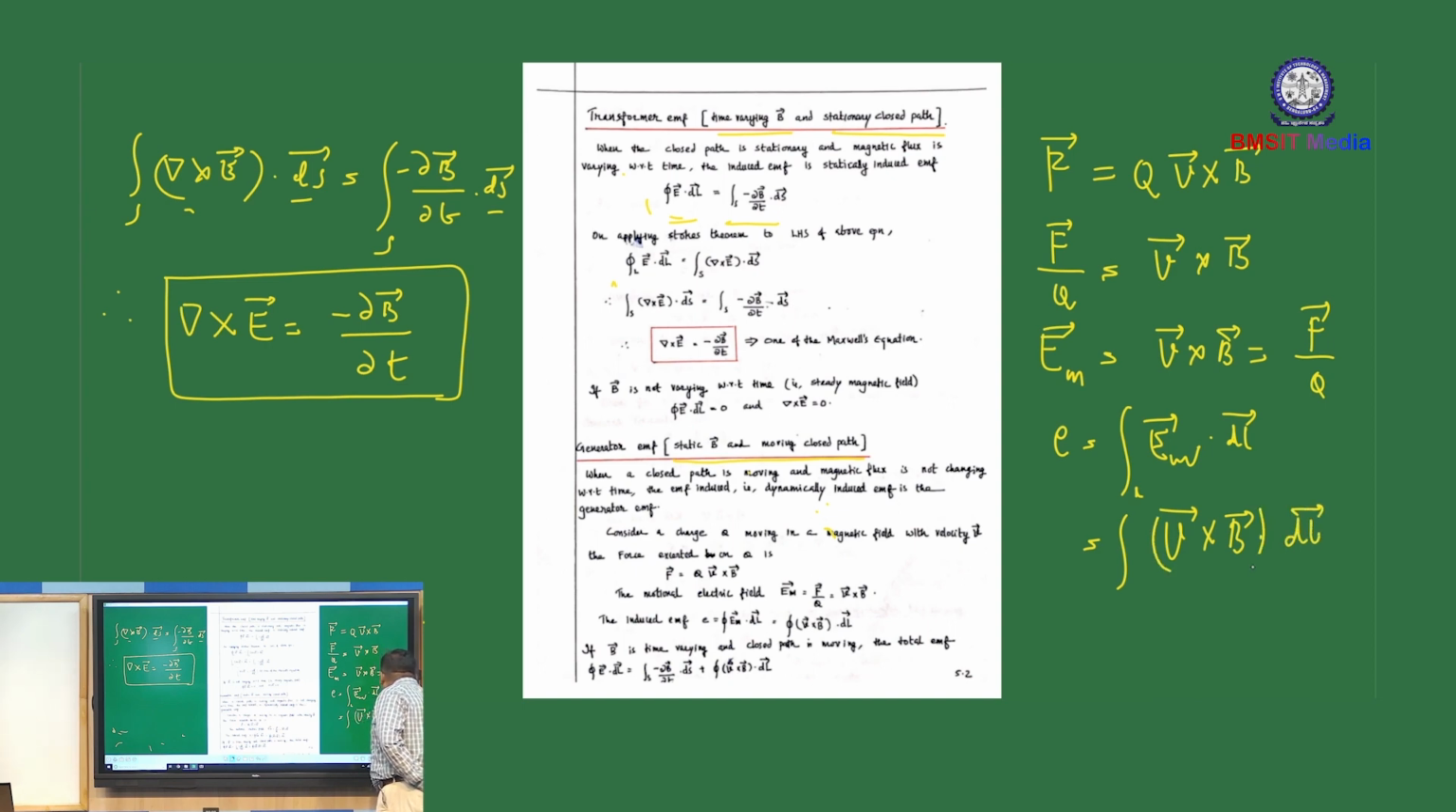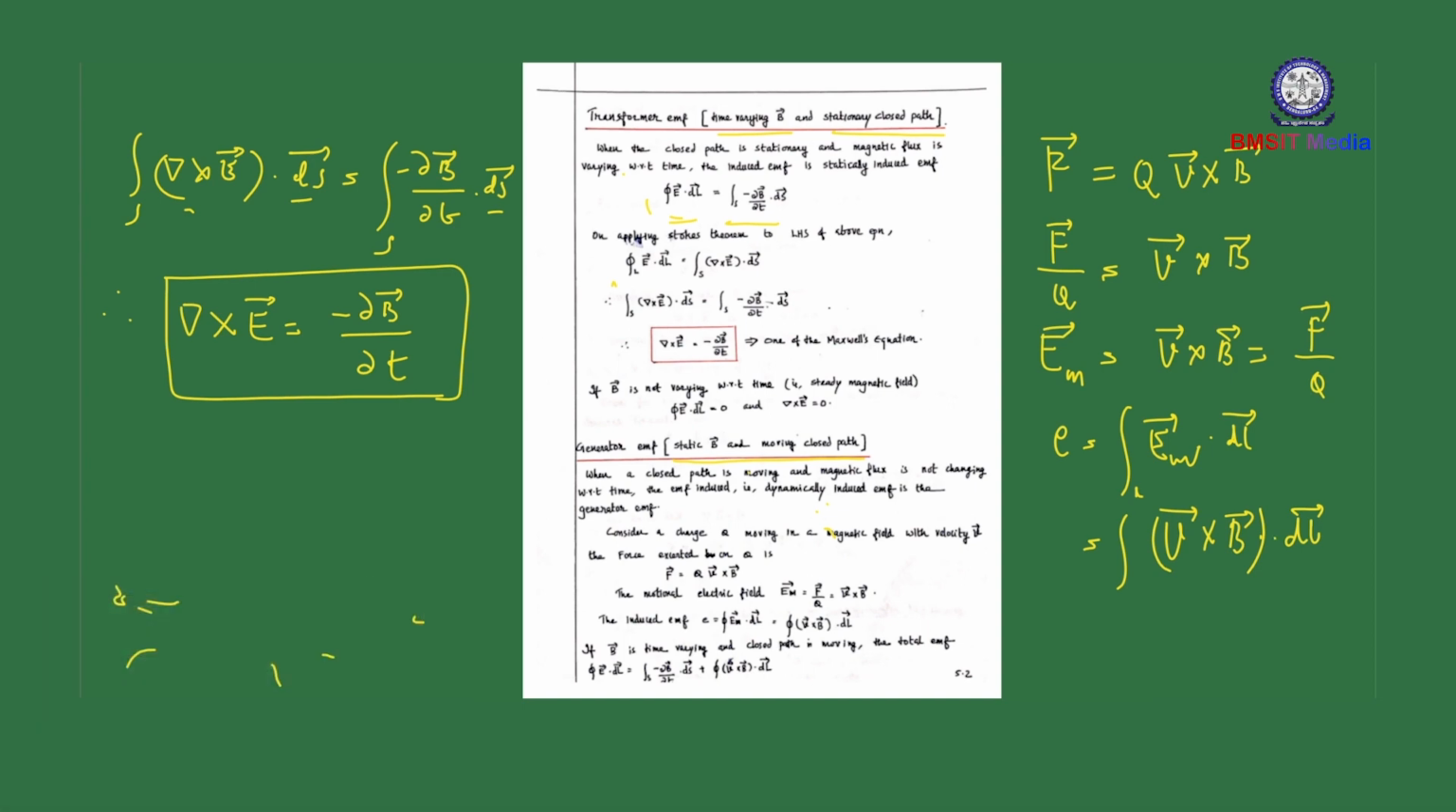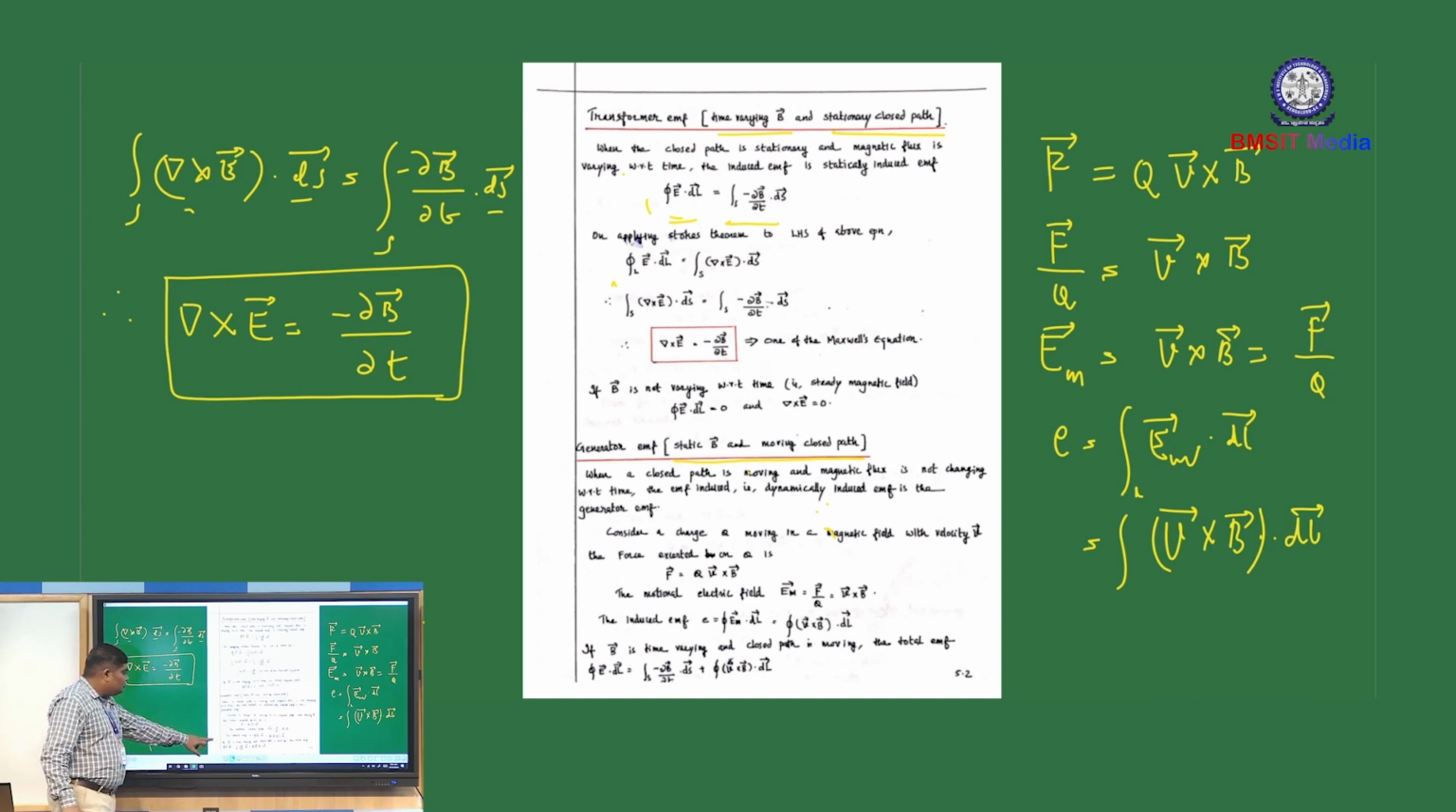So put the bracket here, dot dl. So this is about the equation here. If B is time varying and the closed path is moving, the total EMF will be the total EMF. Now we have considered two types of EMF. One is transformer EMF, where we have got del cross E equal to minus dou B by dou T, and generator EMF, where we have considered E is equal to V cross B dot dl.